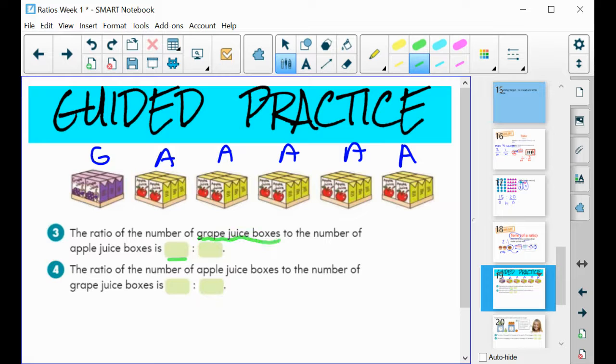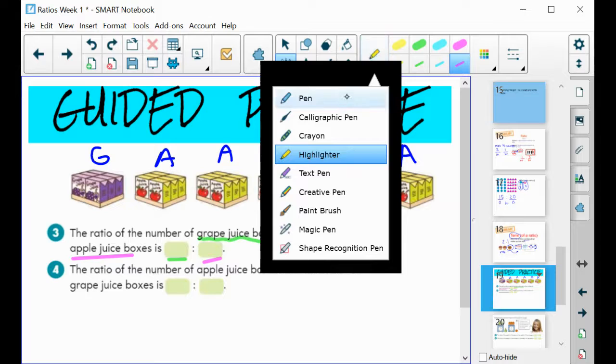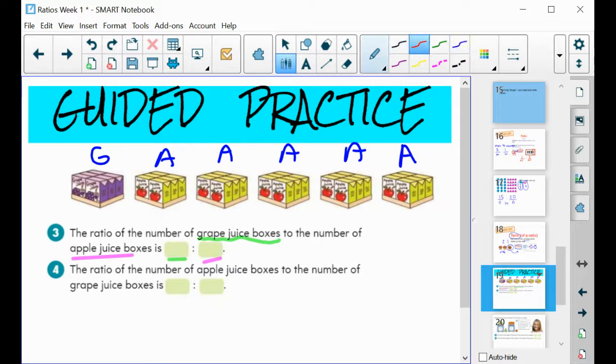Grape juice boxes. So that's going to be our first term, and then look to see what our second term is. So this is the thing listed second. To the number of apple juice boxes. So that's going to be our second term. Okay, let's go ahead and do this. So I'm just going to count grape juice boxes. How many do you see? Just one, and it means the set, not the individual boxes. And then we have 1, 2, 3, 4, 5 of the apple.